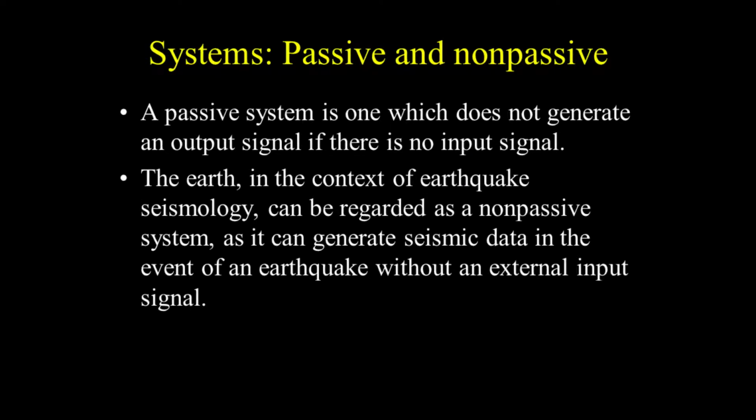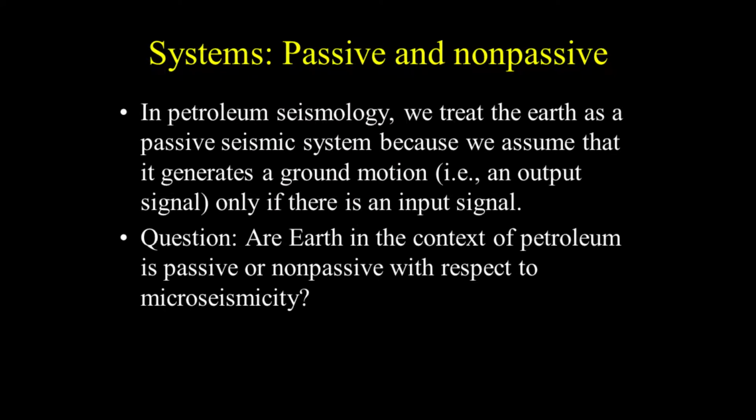A passive system is one which does not generate an output signal if there is no input signal. The Earth, in the context of earthquake seismology, can be regarded as a non-passive system, as it can generate seismic data in the event of an earthquake without an external input signal. In petroleum seismology, we treat the Earth as a passive seismic system because we assume that it generates a ground motion, that is, an output signal, only if there is an input signal.